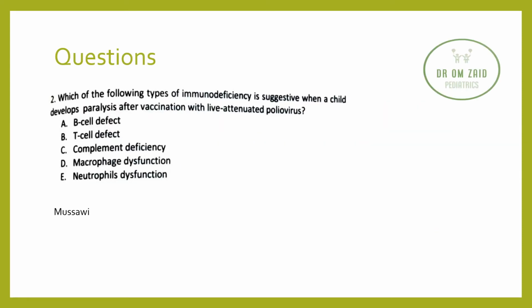Okay, starting with: which of the following types of immune deficiency is suggestive when a child develops paralysis after vaccination with live attenuated poliovirus? I answered this one in my lecture. The answer is B cell defect.